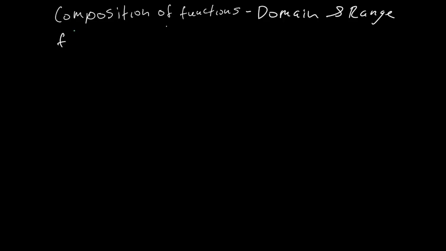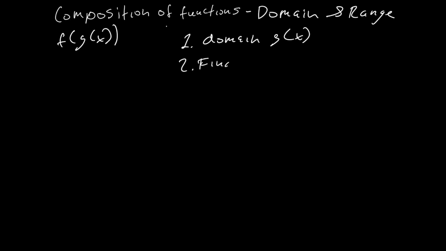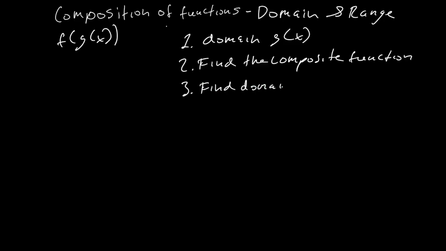So if you have f of g of x, you would first find the domain of g of x, number one. Then number two, you would find the composite function, and then number three, you would find the domain of the composite function.